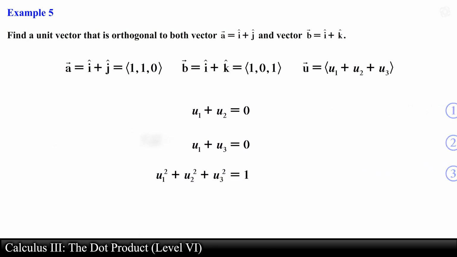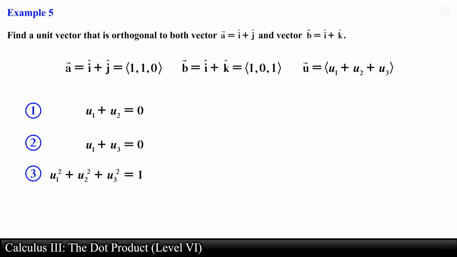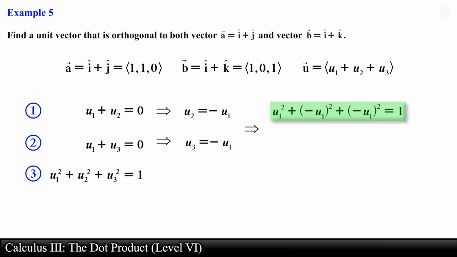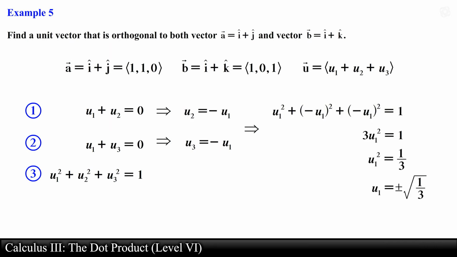Now, let's proceed with solving the unknown variables. Solving for u2 and u3 in the first and second equations, respectively, and substituting them into the third equation, we obtain the following. Then, it is just a matter of solving for u1. So, dividing by 3 and taking the square root, we obtain 2 solutions. In this case, positive negative, the square root of 1/3. Rationalizing the denominator, we obtain positive negative, the square root of 3 over 3.